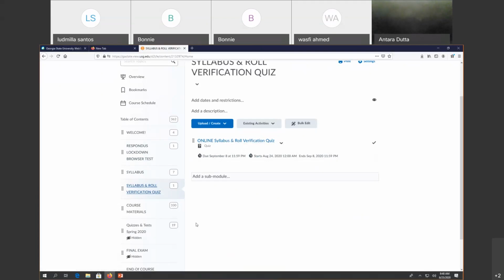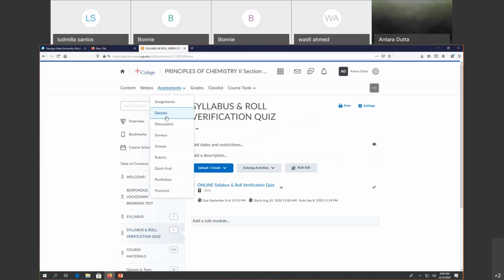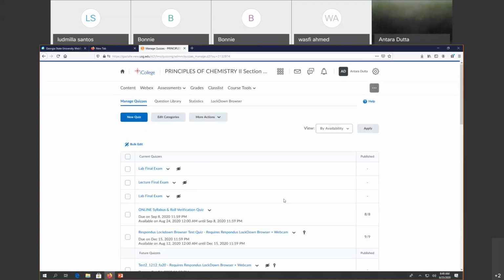Let me see how many people have taken it so far. I have 8 people who have already taken it, and 9 people have already tried Respondus. That's very good. I have 20 students and almost half of the people have tried. Very good.